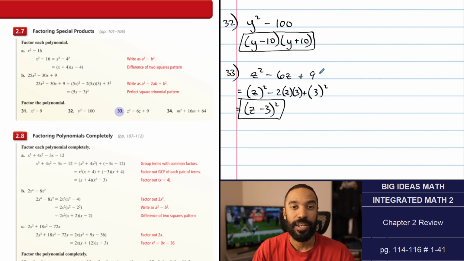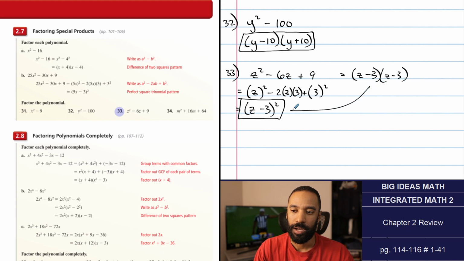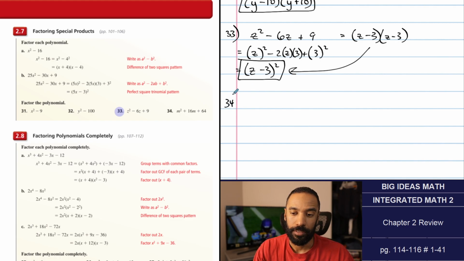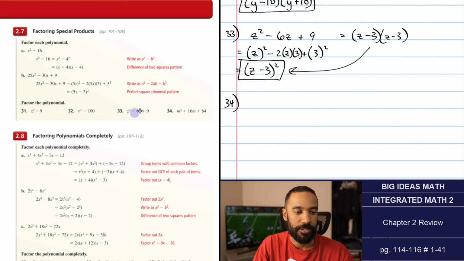Remember what I said? Negative 3 times negative 3 is 9, and negative 3 plus negative 3 is 6. That's also written as z minus 3 times z minus 3. But, of course, when condensed, we get this form, which is important for later measures of what we do in future chapters.